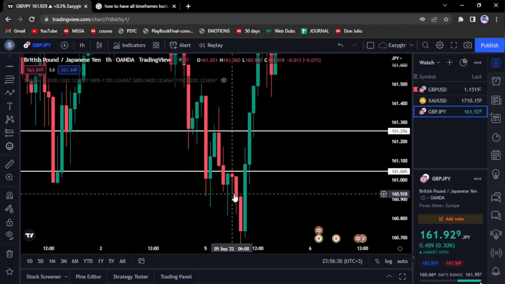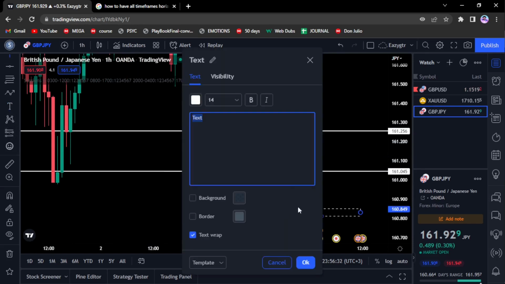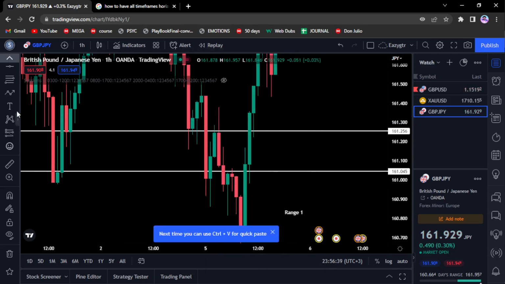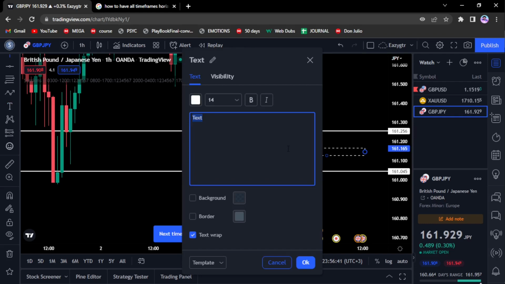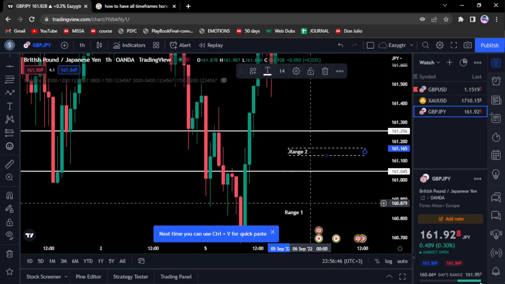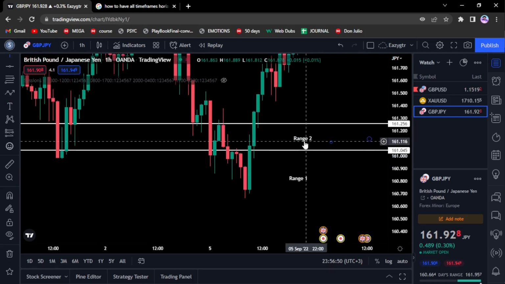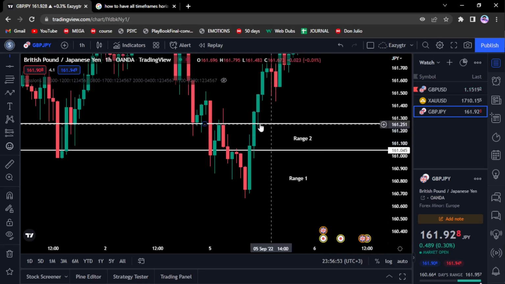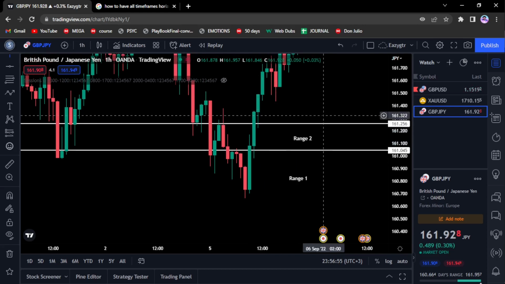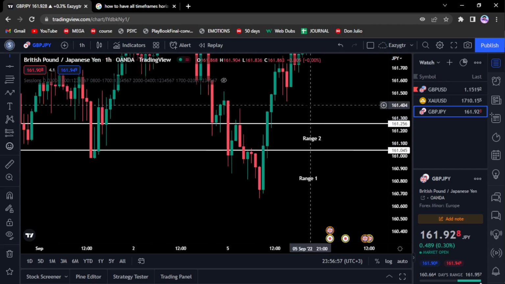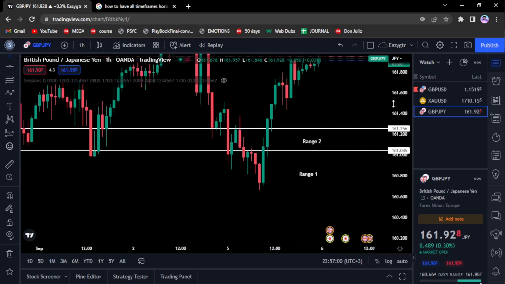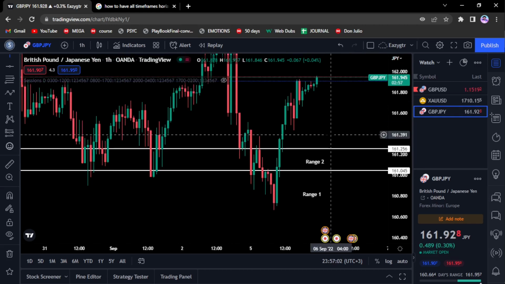This was the range 1, we have our range 1, and over here we have our range 2. Okay, so I only take buys above range 2. And you're asking yourself, why do I only take buys above range 2? So this goes in line with the bias, the daily bias.